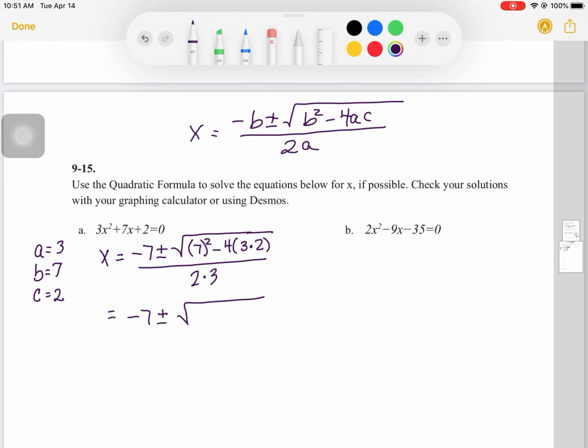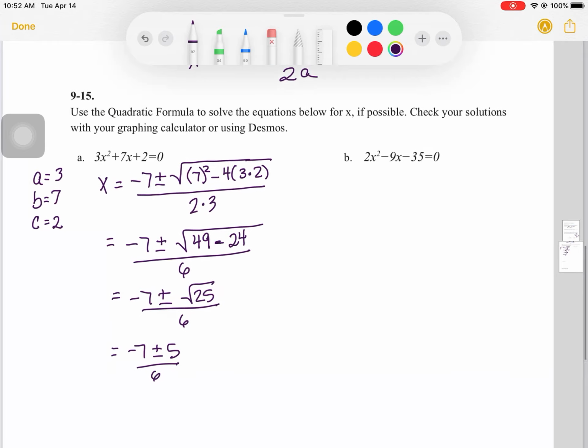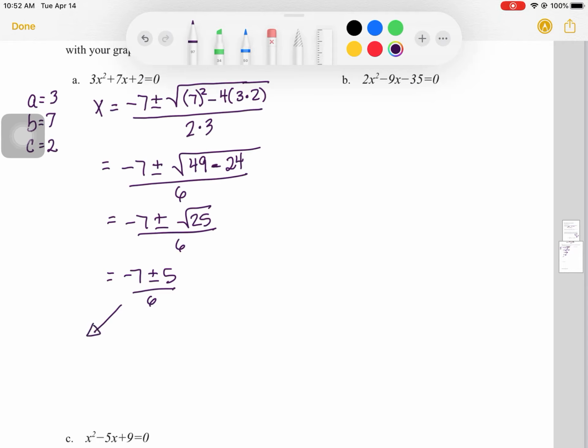So it's the opposite of 7 plus or minus the square root of, excuse me, 7 squared is 49, minus 3 times 2 is 6 times 4 is 24, all over 6. So I've got negative 7 plus or minus. Now, honestly, I pick up my calculator so many times just to do subtraction. It's kind of sad. Plus or minus the square root of 25, all over 6. So I have negative 7 plus or minus 5, because the square root of 25, that's a perfect square. That's kind of nice. All over 6.